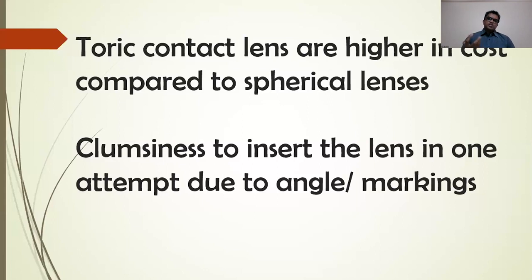A toric lens needs to be inserted at a particular angle, in a particular meridian. So what happens is the practitioner himself is not confident in inserting the lens on the patient's eye in that particular way. Then the patient says, this person does not know himself. How am I going to manage?